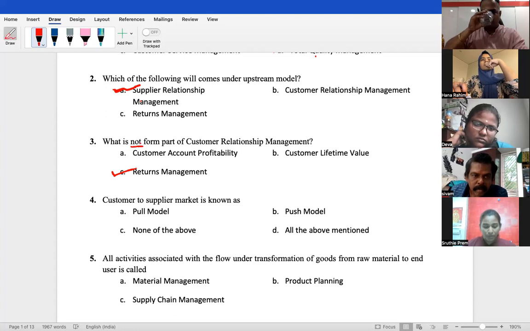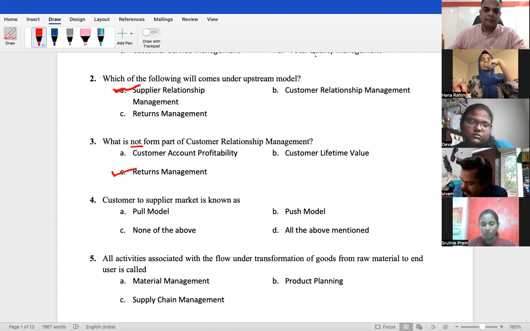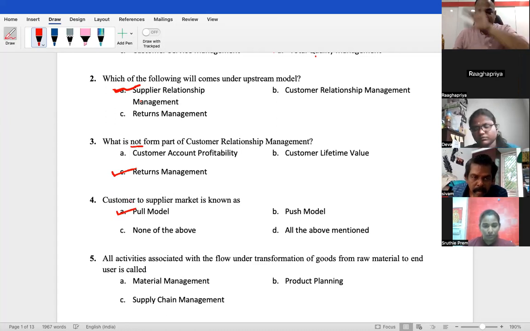Next. Customer to supplier market is known as option A, pull model. Option B, push model. C, none of the above. D, all of the above. A, pull model, from customer to supplier. Push means they are producing and supplying to the customer. So pull model is the correct answer.